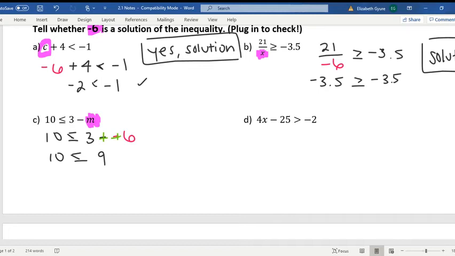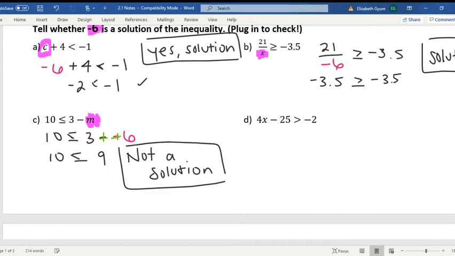Is 10 less than or equal to 9? Is 10 less than 9? 10 is more than 9, so this would not work. We would say not a solution. Because this is not true. That does not work.